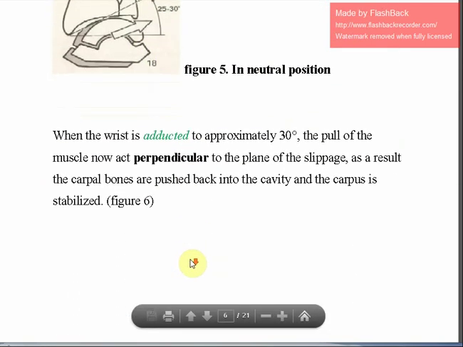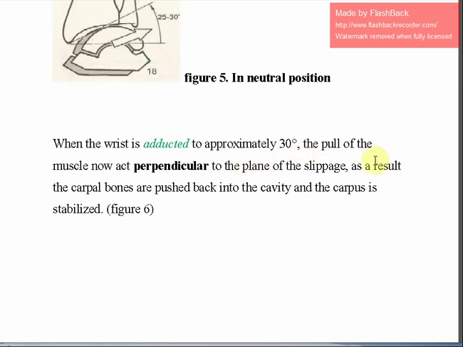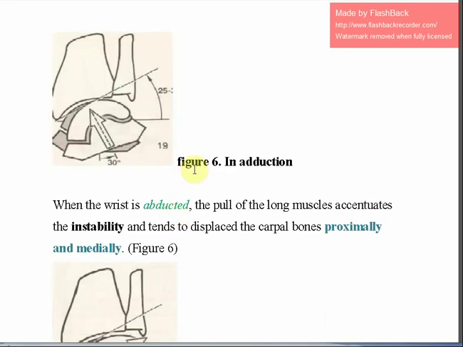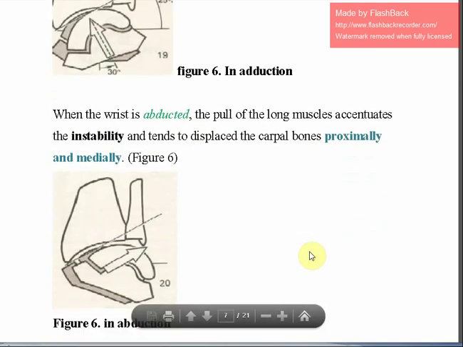When the wrist is adducted to approximately 30 degrees, the pull of the muscles now acts perpendicular to the plane of the slippage. As a result, the carpal bones are pushed back into the cavity and the carpus is stabilized. This you can see in figure 6. So when the wrist is abducted, the pull of the long muscles attenuates the stability and it tends to displace the carpal bones proximally and medially.